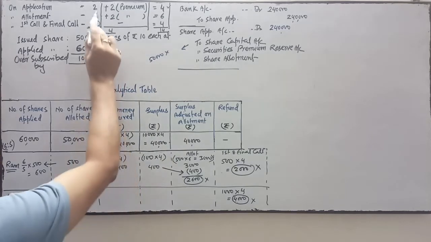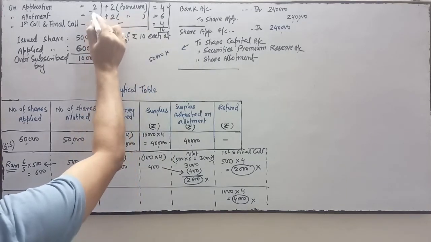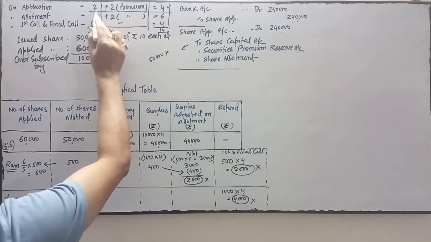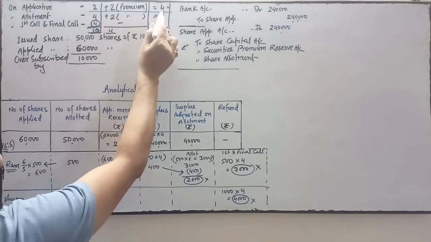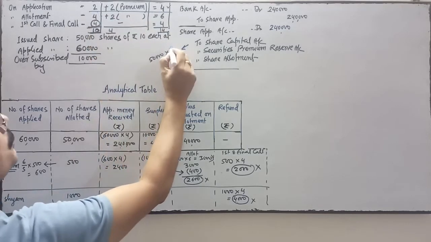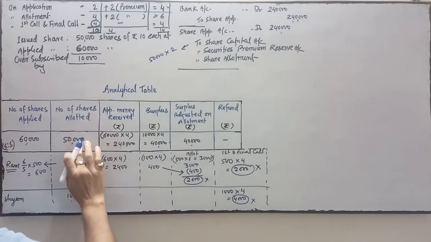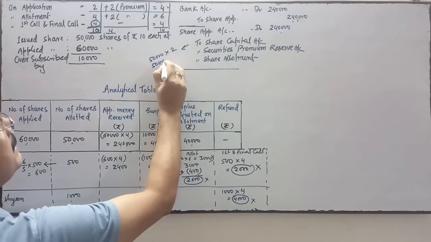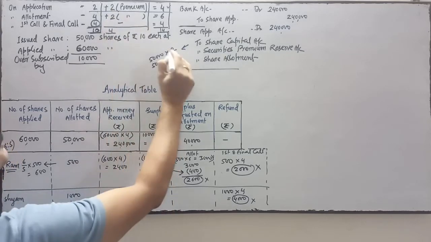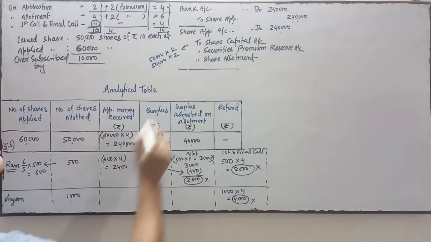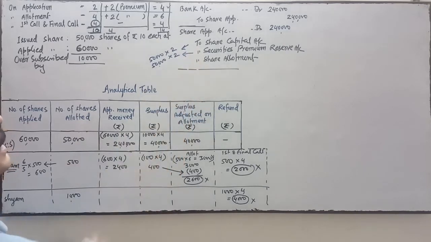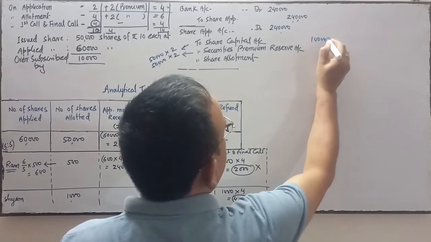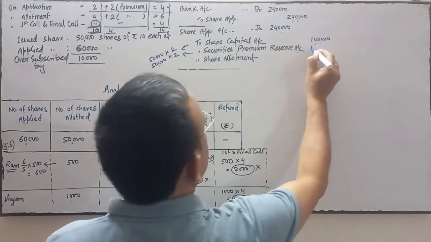and you see this line, application money, this is the line. 2 plus 2 is equal to 4. 2 is the face value amount, 2 is the premium, and total 4. So number of shares allotted into this 2 rupees will be transferred to capital. Second, 50,000 shares into 2 rupees, this 2 rupees will be transferred to premium here. So it is 1 lakh rupees, capital 1 lakh. This is also 1 lakh.